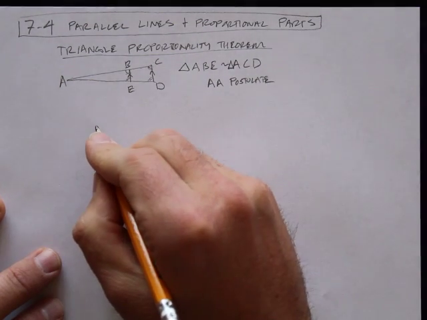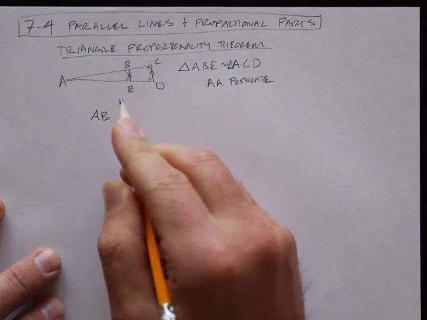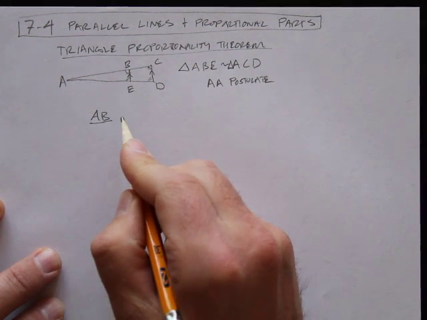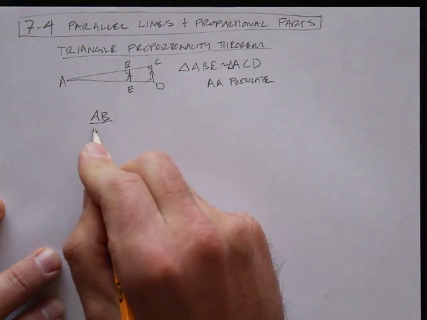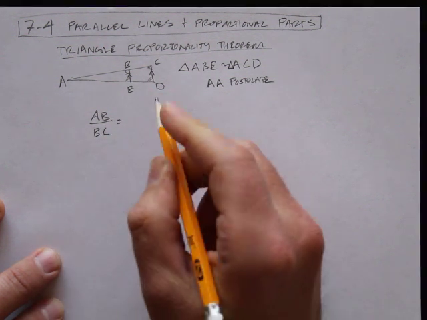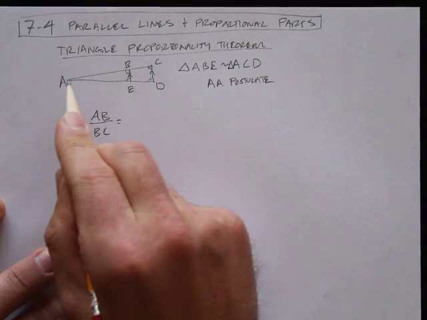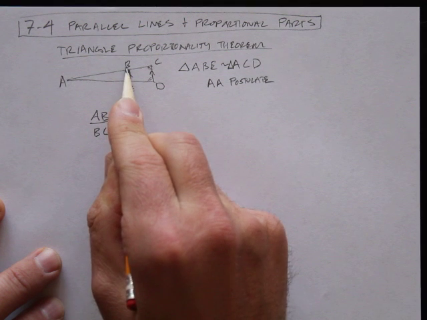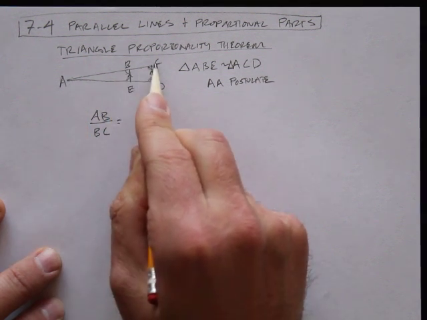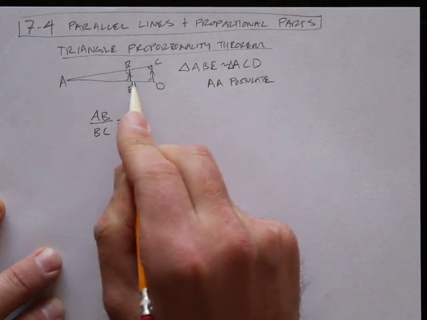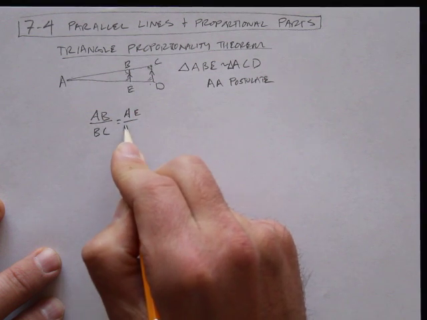Now, let's say side AB over side BC. So this is looking a little bit different than we've done before. Before we said the little piece and the big piece. Now we're going to say one piece and the other piece. So AB over BC equals this piece AE over ED.